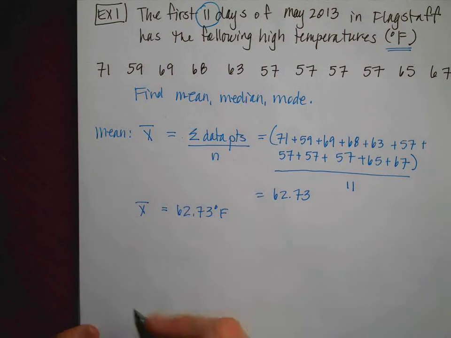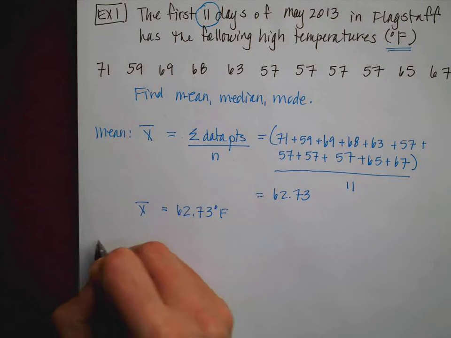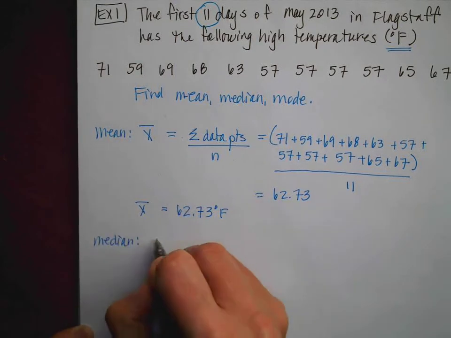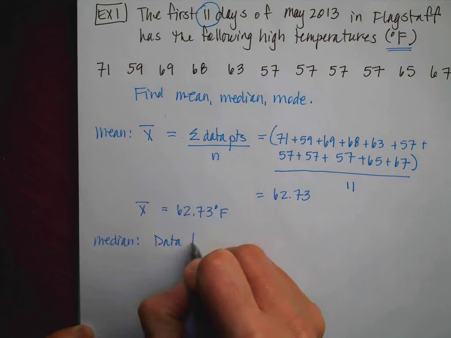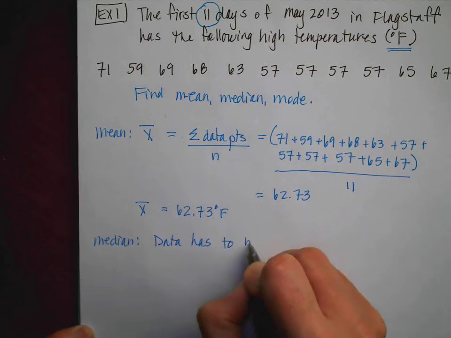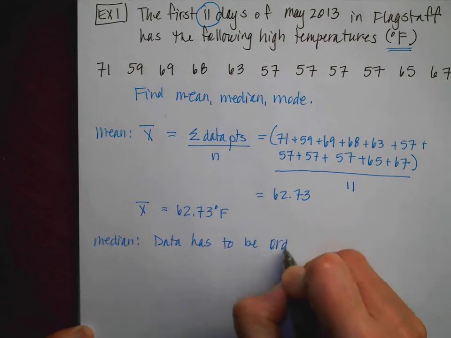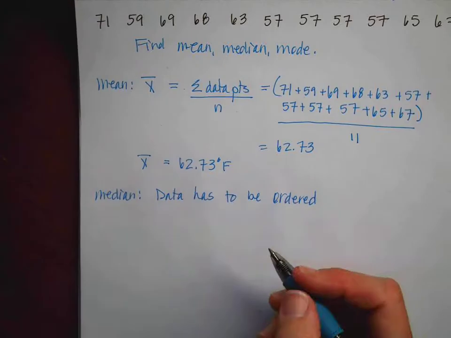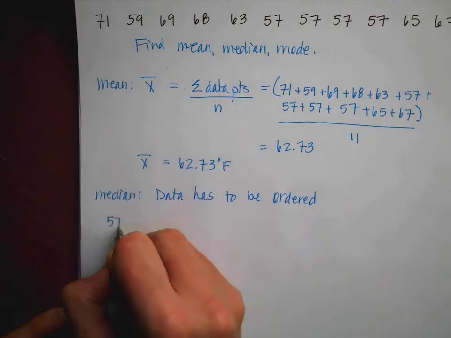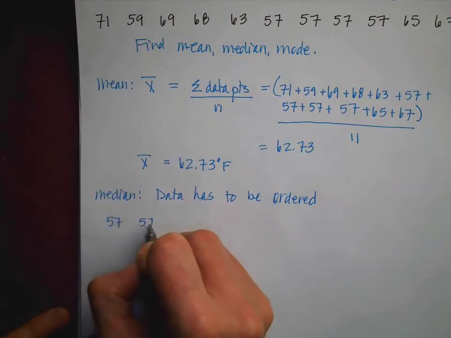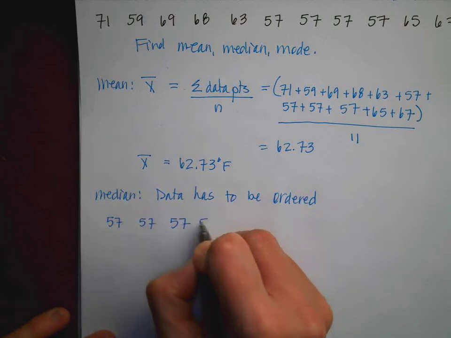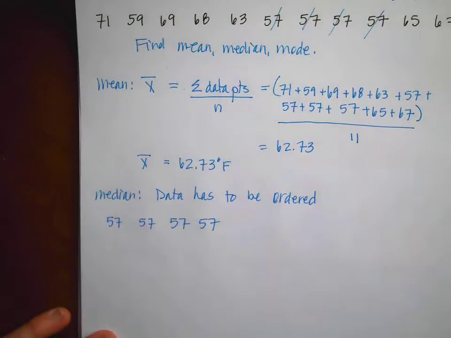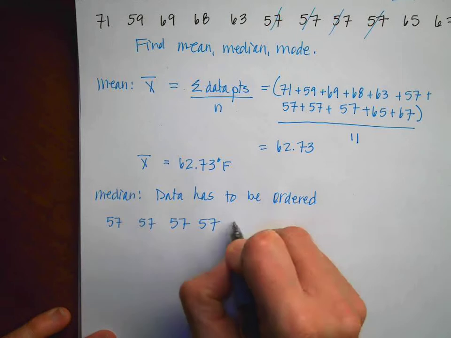So now what I need to do is I need to put my data in order to be able to do median. So for calculating median, I guess we're really not calculating, the data has to be ordered, meaning that you have to put it in numerical order from smallest to largest. So I'm going to rearrange. There's 57. There were 4 of those. And it's helpful when you're ordering data to just mark those off.